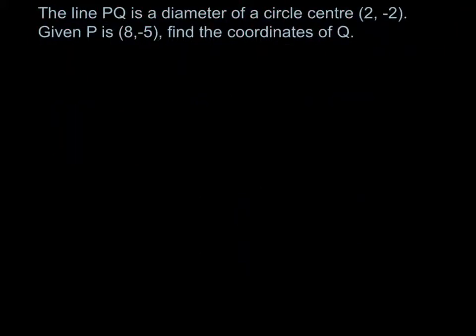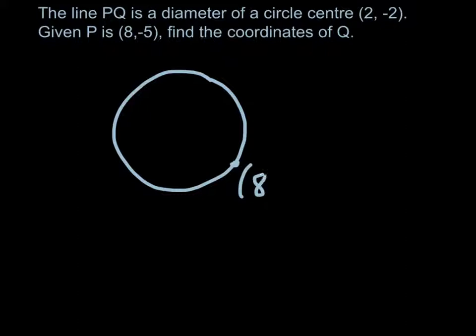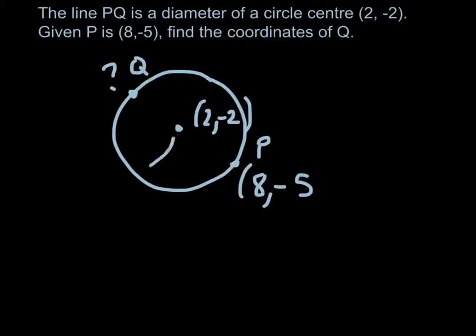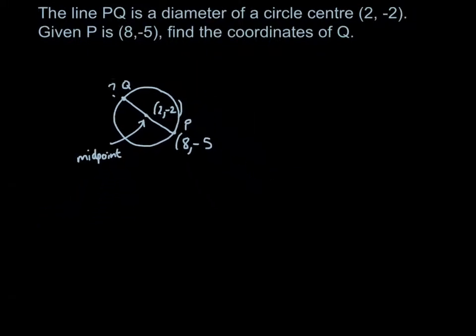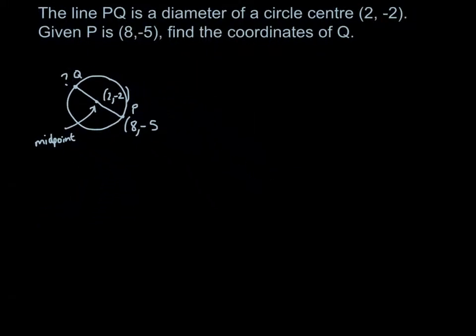So let's finish off then with a slightly more challenging worded question. So we've got the line PQ is the diameter of a circle with centre 2, minus 2. Given that P is 8, minus 5, find the coordinates of Q. Let's put P there, 8 minus 5, and the centre 2 minus 2 there. Okay, so therefore Q is going to be that other side of the circle. Okay, so we know that's the centre, but it was the midpoint, more importantly. Okay, it just makes it a little bit easier to work out what we're going to have to do.